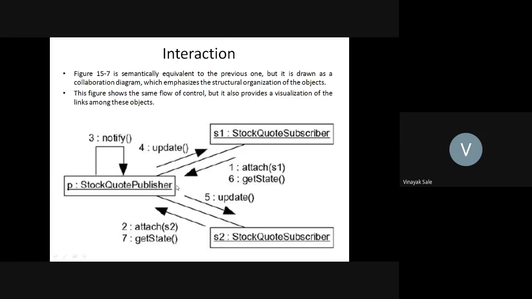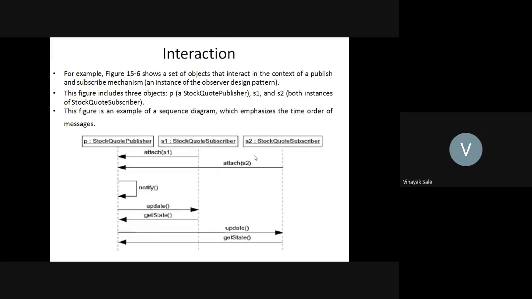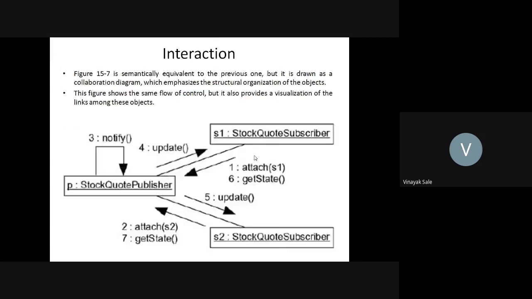fifth, update; then sixth, from S1 to P again, that is get state; seventh, again S2 to P, get state. So this is a sequence diagram. You can draw it in any simple way, by using this way or by using this way.